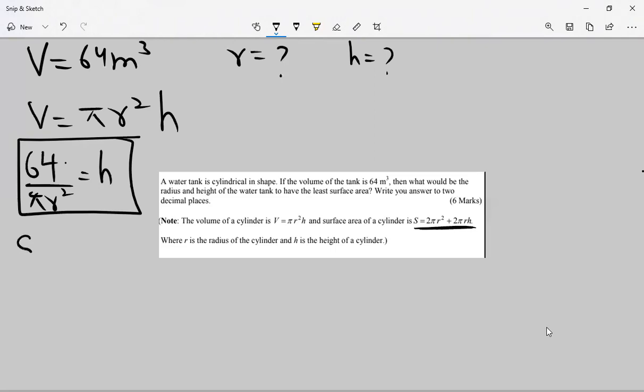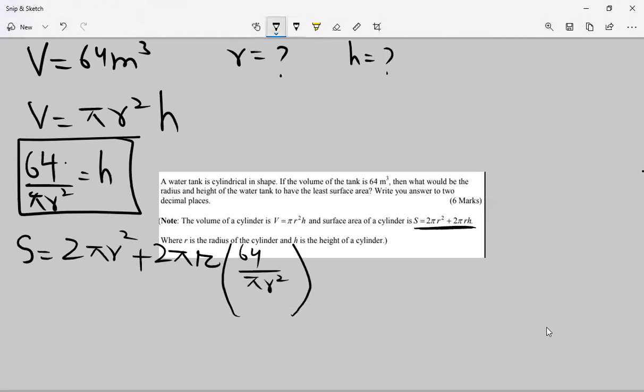We will start from here. S is equal to 2 pi R square plus 2 pi R H, but the value of H should be replaced here with 64 upon pi R square. What will we do? We will cancel. Pi and pi are cancelled, 1 R and 1 R are cancelled. Now 2 pi R square, and 2 multiplied by 64 will be 128, and the denominator will have R.